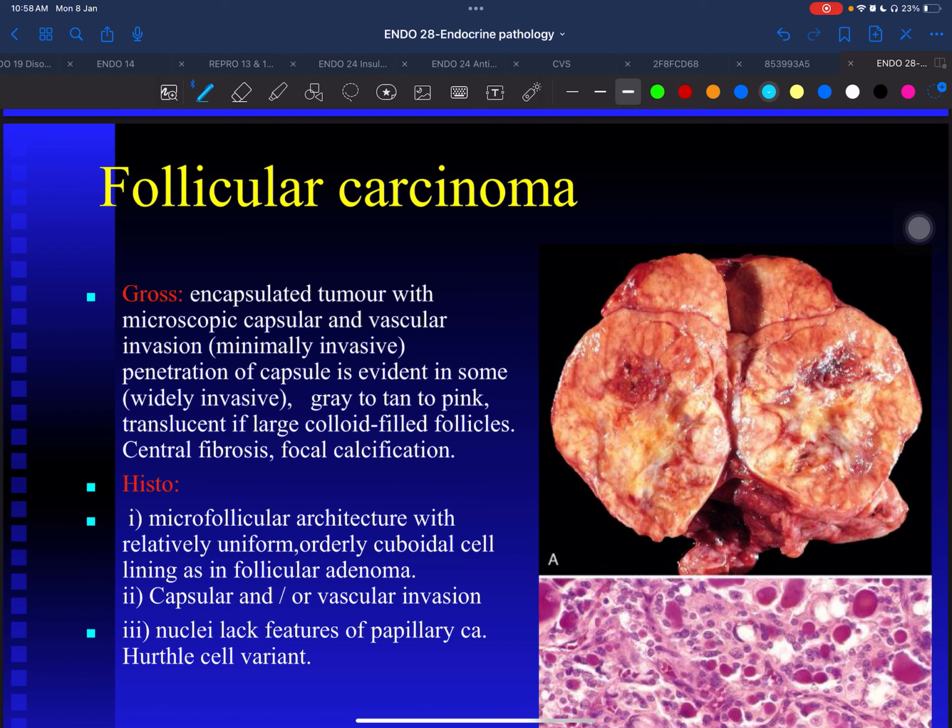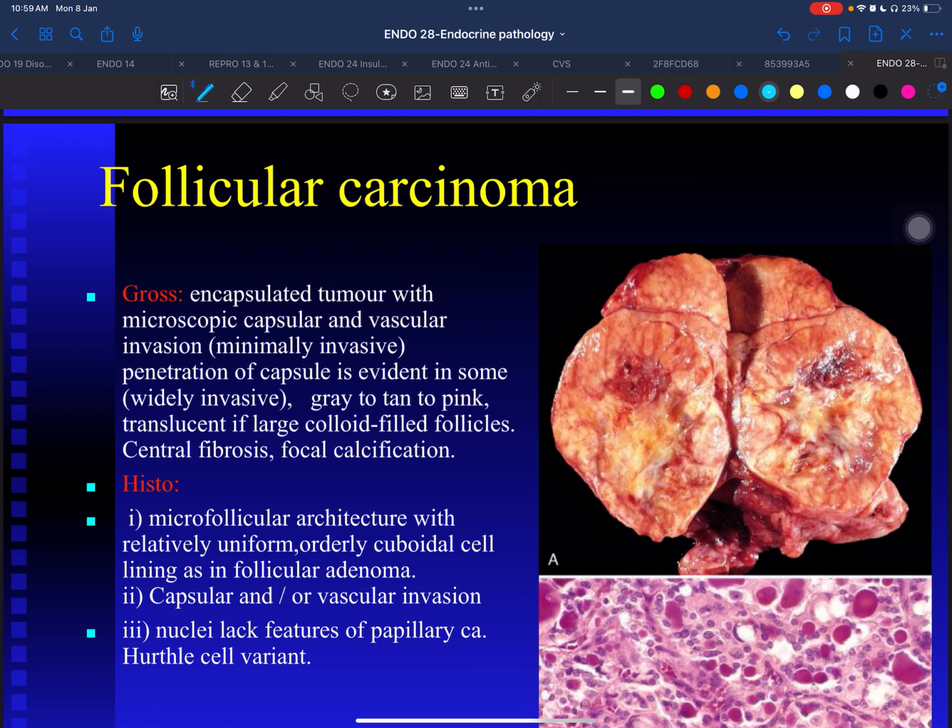Yang pink, the colloid, okay. And the follicles are lined by cuboidal cells, follicular cells. Alright. So histologically, there is microfollicular architecture with uniform cuboidal cells lining the follicles. Tapi nak diagnose follicular carcinoma, dia kena ada capsular or vascular invasion. Sebab kalau tengok macam ni je, tak tengok the capsule, kita tak tahu ni follicular adenoma ke follicular carcinoma. Sebab follicle dia sama, cantik je, it's uniform.